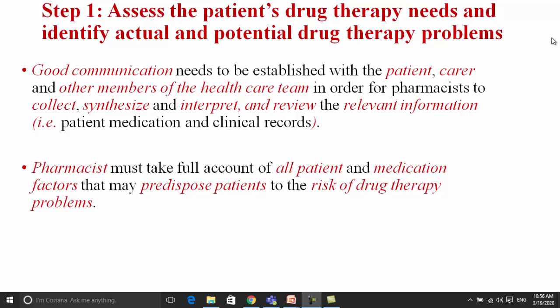So why should the pharmacist understand teamwork concepts and basics? Because in order for the pharmacist to collect, synthesize, interpret and review the relevant information about the patient, this requires interaction with other healthcare professionals. For example, when reviewing the patient's medication or clinical record, you have to go to the medical record, you have to ask other healthcare providers for help or assessment. It is important for the pharmacist to take full account of all patient and medication related factors, because this is your job, this is your responsibility, that you should be responsible for during the provision of rational evidence-based pharmaceutical care. So pharmacists must take full account of all patient and medication factors that may predispose the patient to risks related to drug therapy problems.